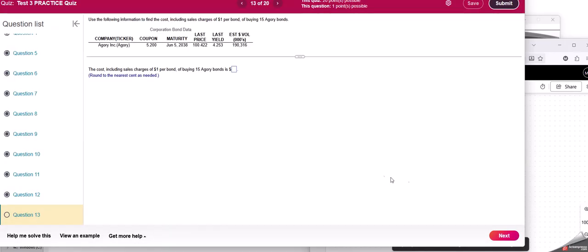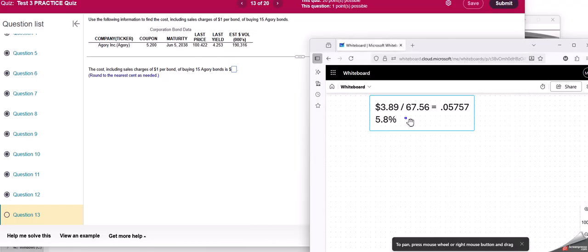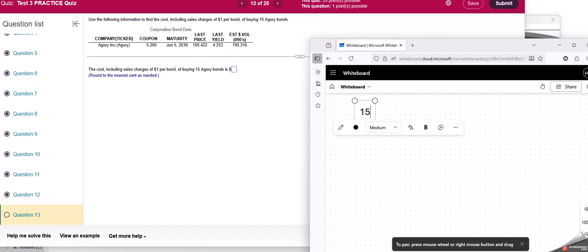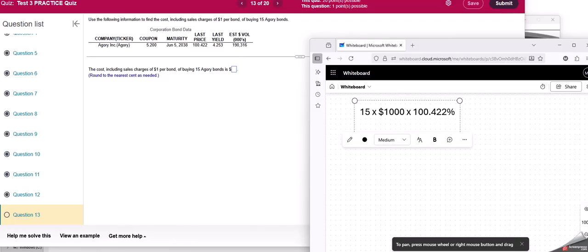Okay, then we have bonds. Now, what you want to remember with bonds is that the bonds are sold in $1,000 increments, and what we see here is not in dollars and cents, it's percentages. So if we are buying 15 bonds times $1,000 a bond times the last price, that's 100.422%. So if we put that, and then we'll have to plus $1 too though.